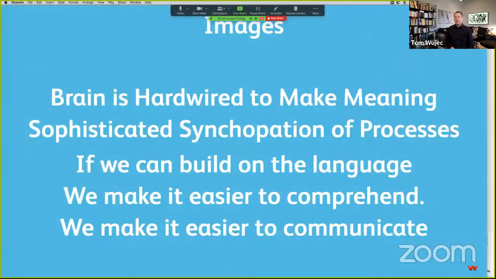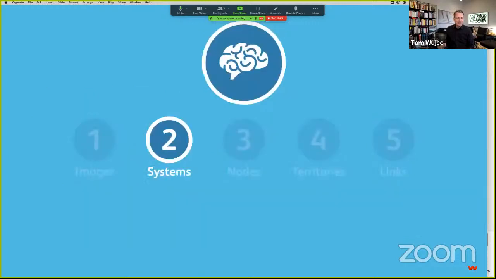So the brain is hardwired to make meaning, and there's a sophisticated set of processes that are taking place for us to make sense of the imagery that we see. I mean, think about it, as you look around the environment that you're in, the books that are surrounding you, the art that is behind you, lots is going on. If we can understand the language that's taking place, we can make it easier for us to express, formulate ideas, and also easier to communicate ideas, which leads us to our next section of systems.